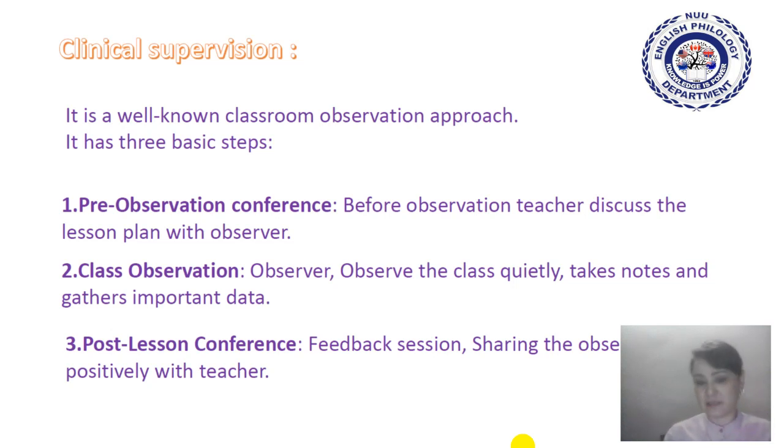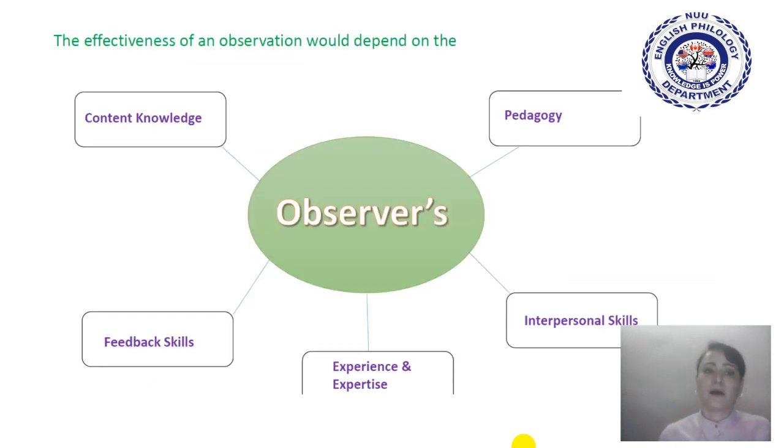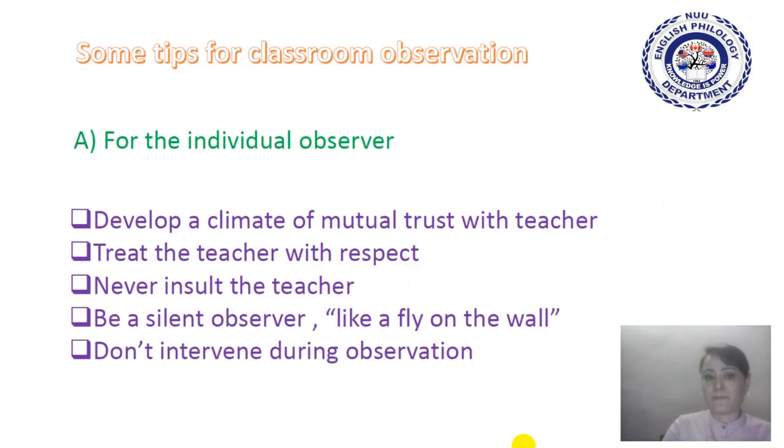notes after the class. You may ask the teacher why she asked only dominant students, or why she asked only poor students who cannot answer. Or you may ask different questions according to their lesson. The effectiveness of observation depends on the observer's knowledge, experience, interpersonal skills, content knowledge and feedback skills also. Observers should know that to give really good feedback. And it depends on observers' experience and interpersonal skills, of course.